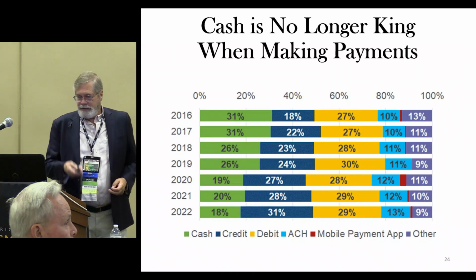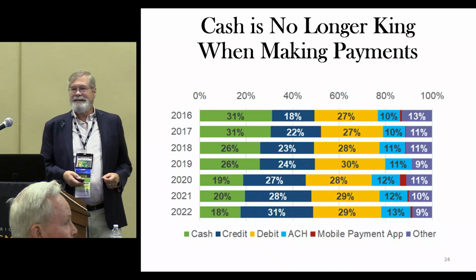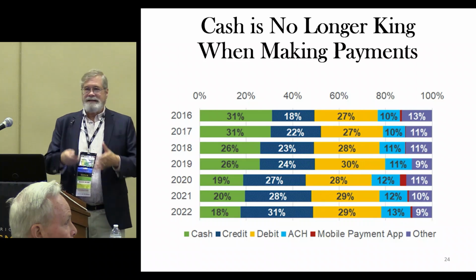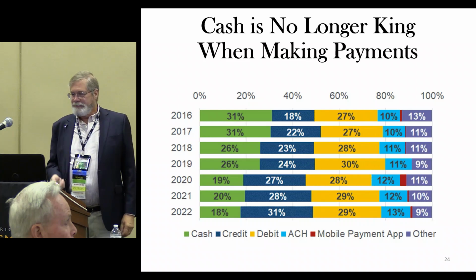You'll see also that cash payments in 2020 dropped significantly from 26 down to 19%. They've never really recovered from that. And it's the same thing. People just didn't want to handle other people's paper or anything else.